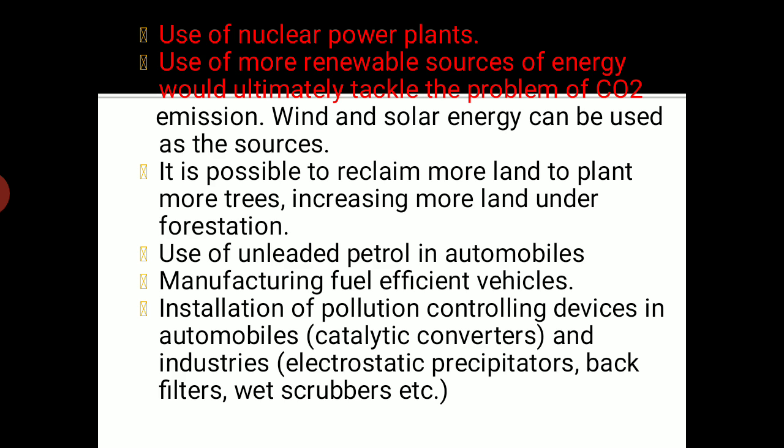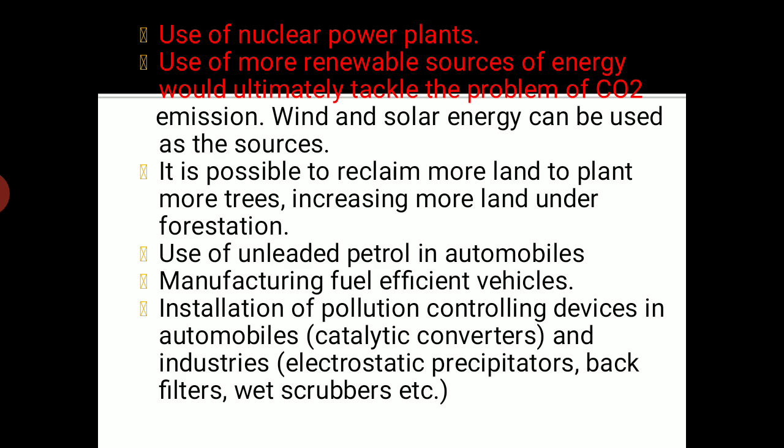Like wind, solar, એ બધી એનર્જીનો ઉપયોગ કરીએ તો એ પ્રમાણમાં ઓછું કાર્બન ડાયોક્સાઇડ CO2 રિલીઝ કરે છે, which helps to control the global warming to an extent. Next measure that can be taken up is it is possible to reclaim more land to plant trees. That means more amount of trees can be planted. This is the best thing that we can do to avoid or to reduce the global warming. That is, we all should make a point to see that we plant more number of trees.